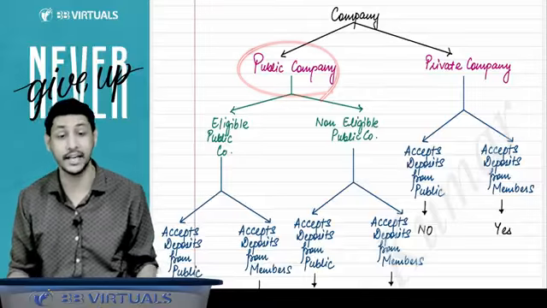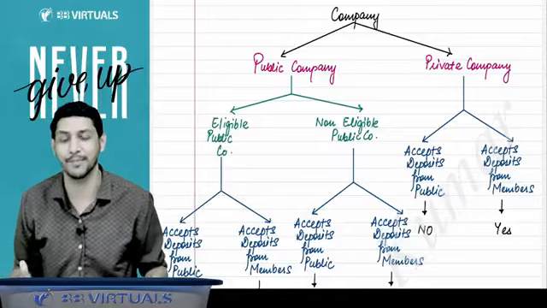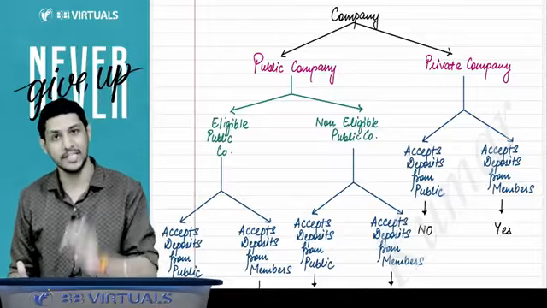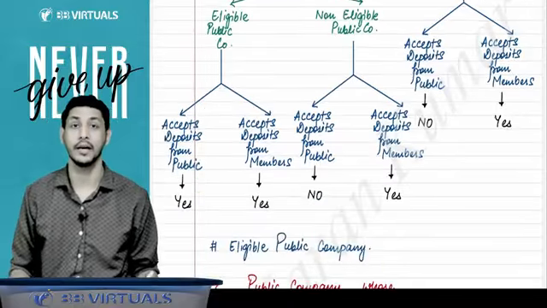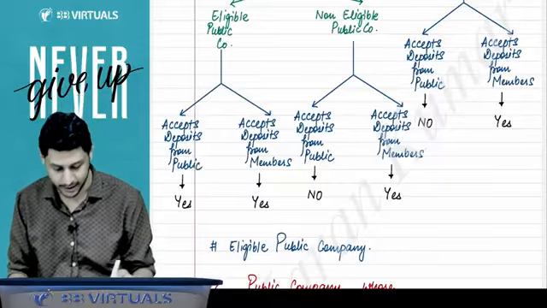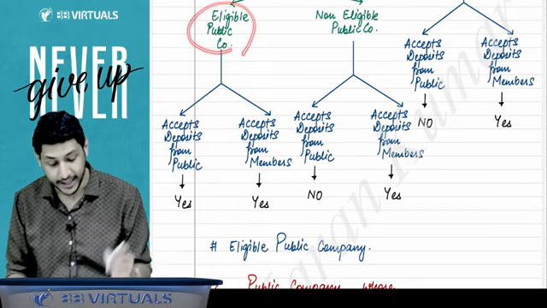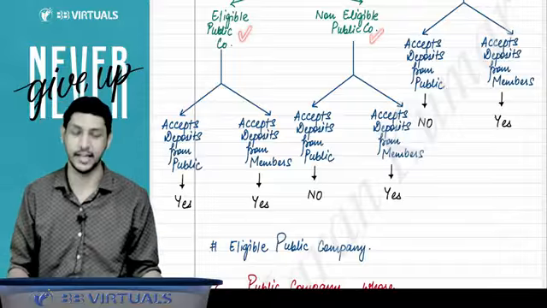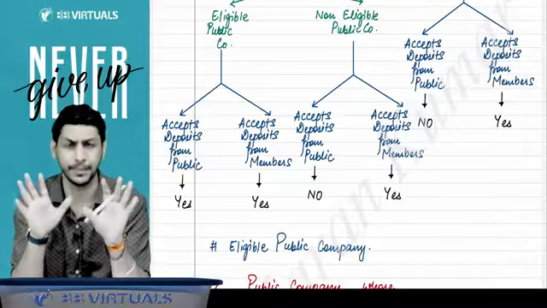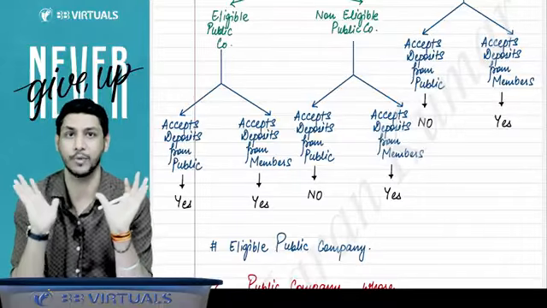Whether a public company can accept deposits from the public, we have to check whether it is an eligible public company or not. If it is an eligible public company, then yes, it is allowed to accept deposits from the public. But if it is not an eligible company, then it cannot accept deposits from the public. Can a public company accept deposits from members? Yes, whether it is an eligible or an ineligible public company. Simply put, any company can raise deposits from members.